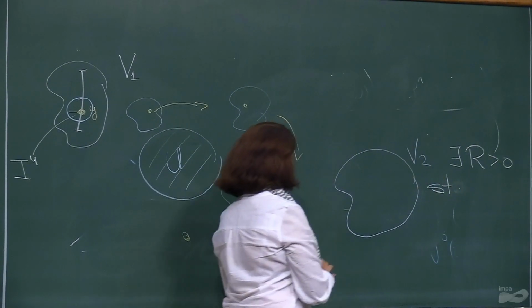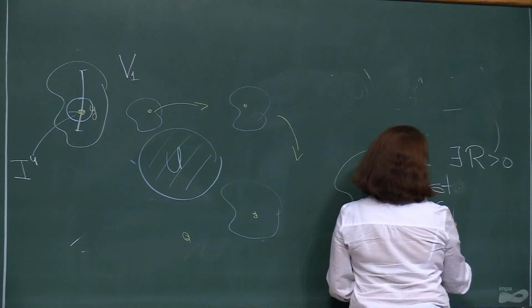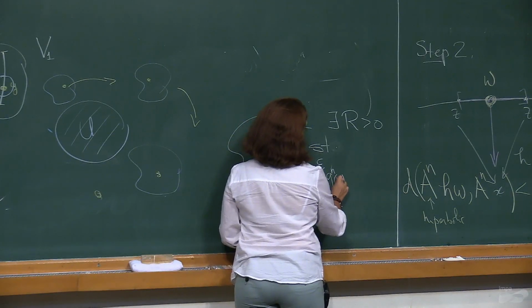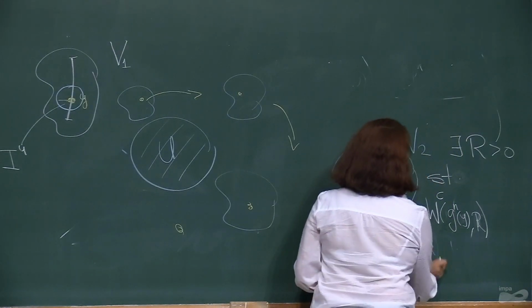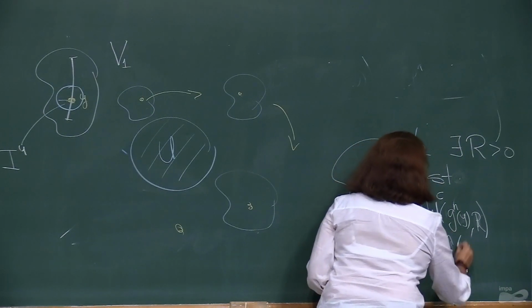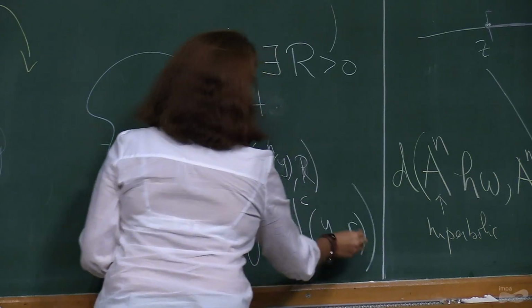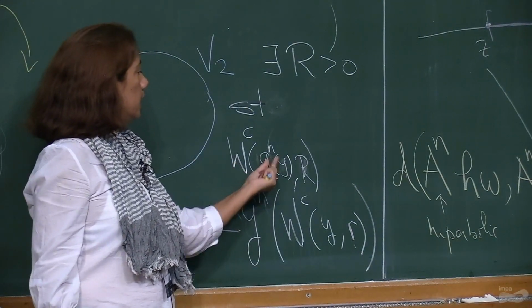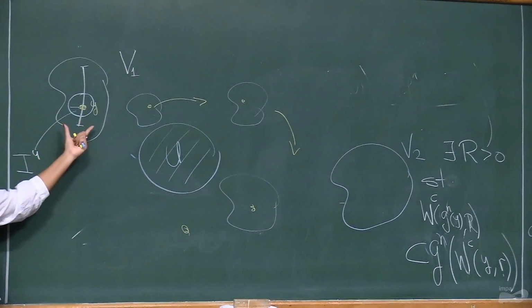having the property that the center disk with radius r is contained in the image of this disk, where this r is sufficiently small to get this ball inside V1. But you know that this set, for some n, is going to intersect V2. So you finally get that V2 is actually intersecting some iterate of V1.